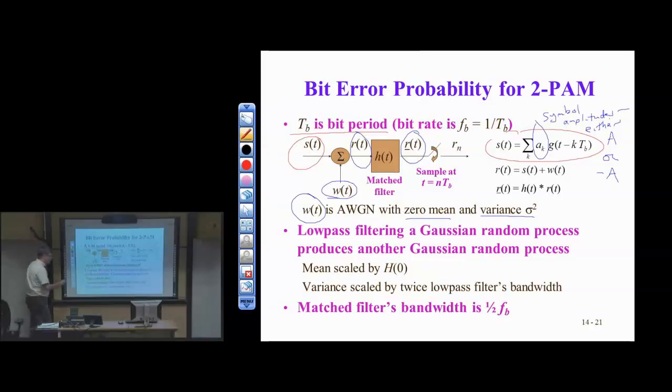So the mean is scaled by, remember the mean means the DC value, the average value, the zero frequency value, if you will. That mean is scaled by the frequency response of the low-pass filter at DC. So if the mean is already 0 on the input signal to this low-pass filter, then the mean remains 0 on the output. Go ahead.